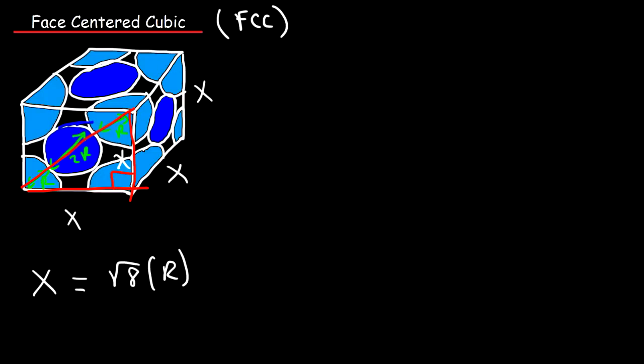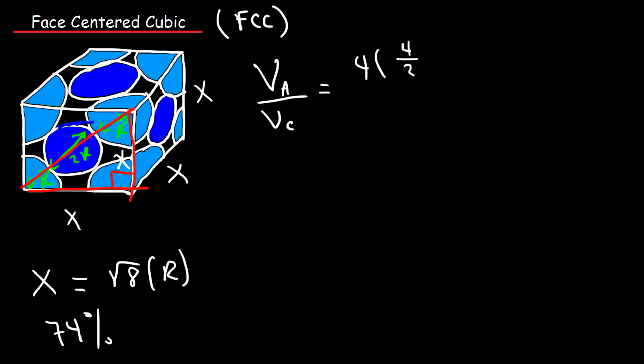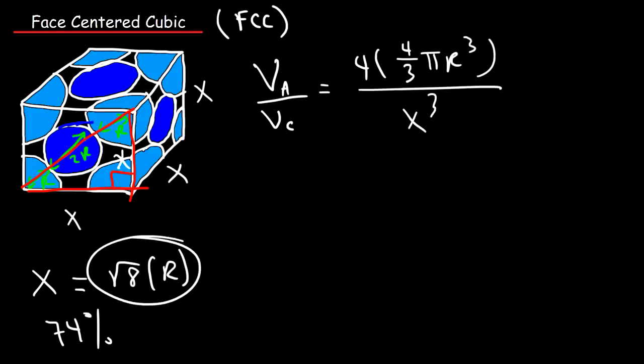Now the volume efficiency for this structure we said was 74%. Let's go ahead and get that answer. So let's divide the volume of the atoms by the volume of the cube. Now there's 4 atoms per unit cell, and we're going to multiply it by 4 over 3 pi r cubed. And then let's divide it by x cubed. Now we know that x is root 8 times r. So this is going to be root 8 r to the 3rd power.